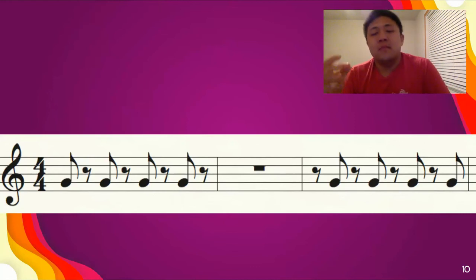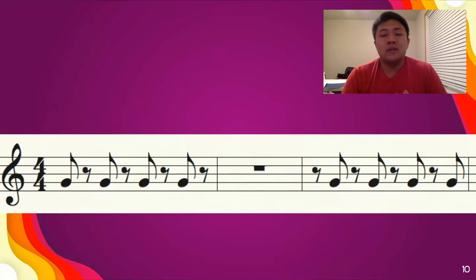Let's just try measure 3 together. 1 and 2 and clap and go. 1 and 2 and 3 and 4 and again, 1, 2, ready and go. 1 and 2 and 3 and 4 and. If you're saying it, 1 and 2 and 3 and 4 and, while you clap, it makes it easier.